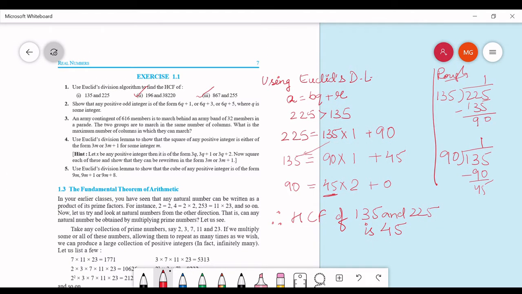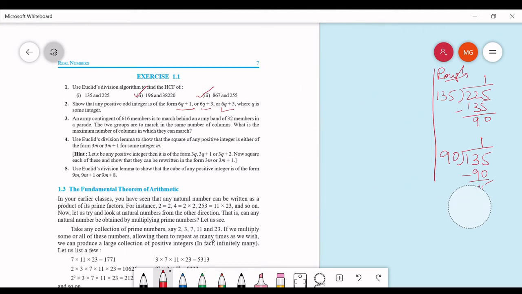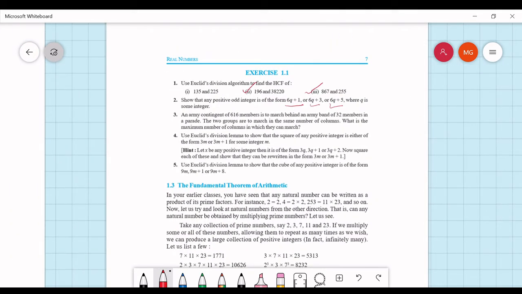Now, okay, so this was for the first question. Now the second one is: show that any positive odd integer is of the form 6q plus 1, 6q plus 3, 6q plus 5, where q is some integer. Okay, try and understand this question. See, this is very much similar to your previous examples that I have already discussed, right? So I'll just move on to this example.